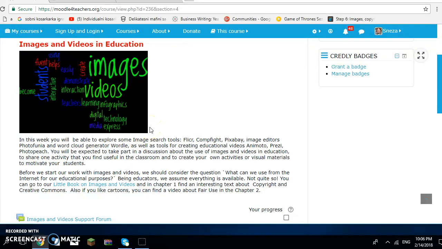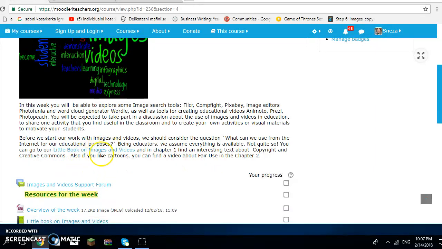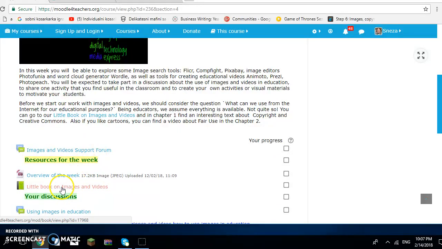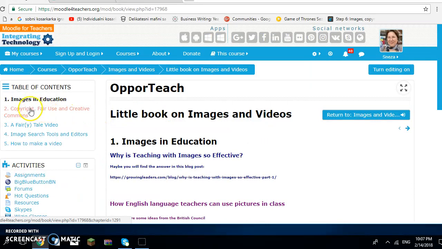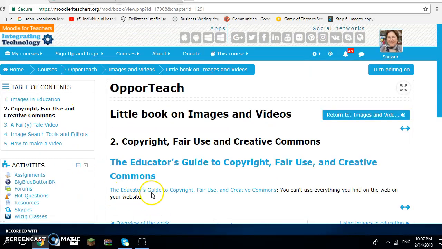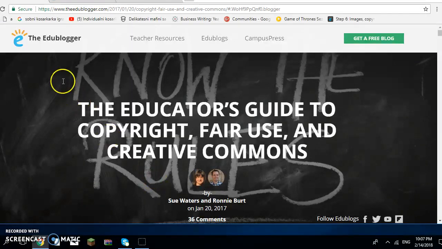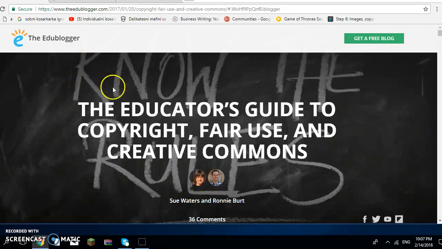But before we start with our work with images, there is one question that we should consider, and the question is, what can we use from the internet for our educational purposes? Not everything, of course, but I have prepared in resources this little book on images and videos, and in chapter 2, there is a very interesting text about copyright, fair use and Creative Commons. It is a blog on the EduBlogger.